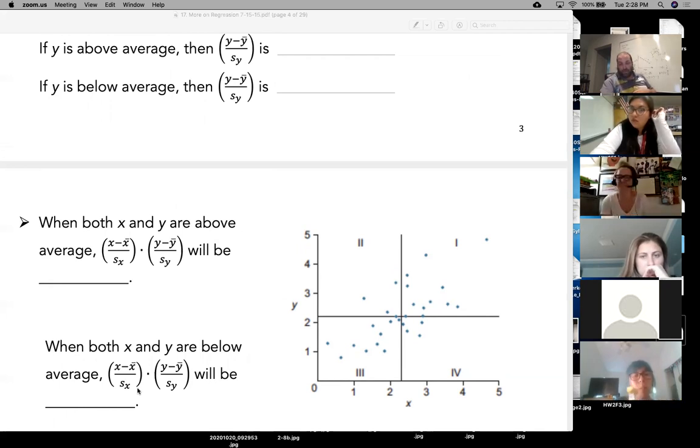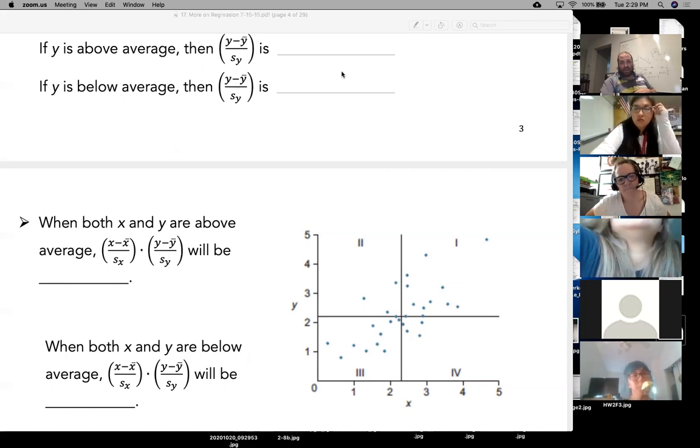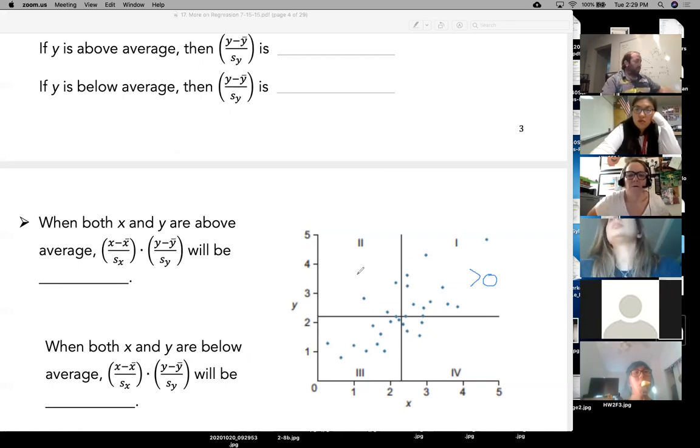So if we have a linear association, all the dots in quadrant one, when I multiply these, will they be positives or negatives? Positives. And all the dots in quadrant two, positives or negatives? Positive times positive is positive. Right. But if we're here to the left and x is below average and y is above average, that will be negative, less than 0.